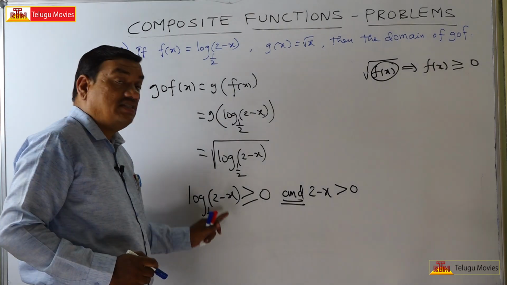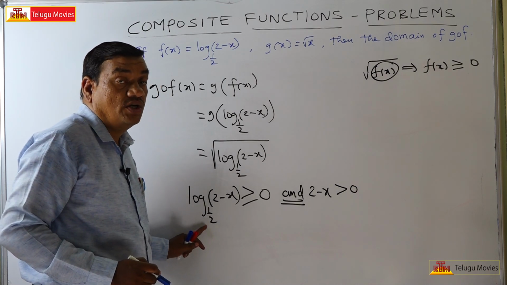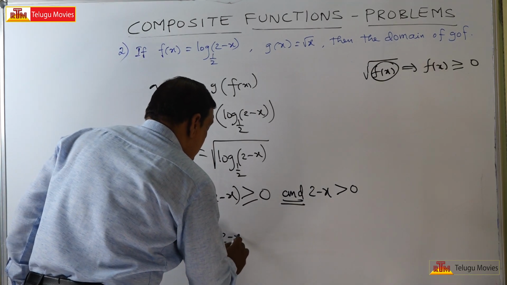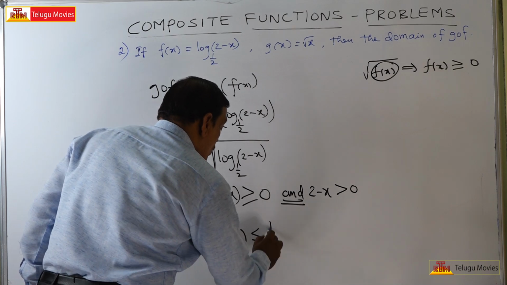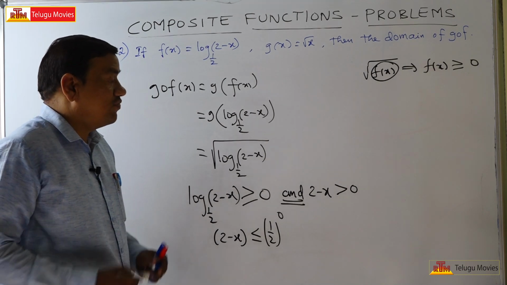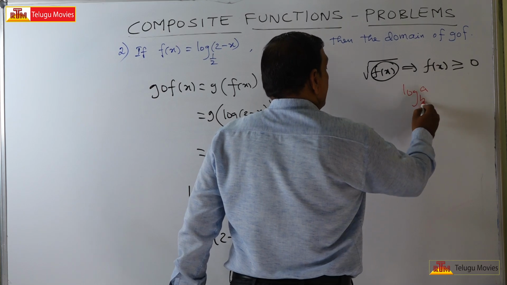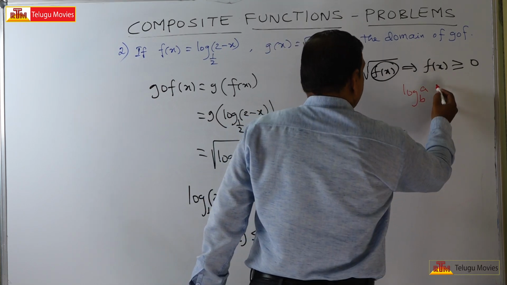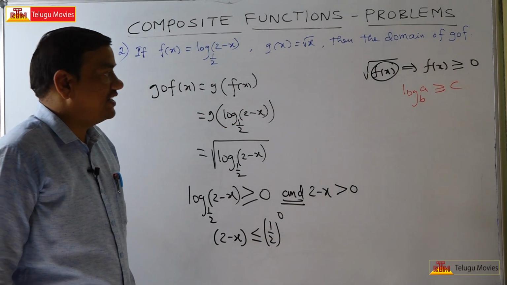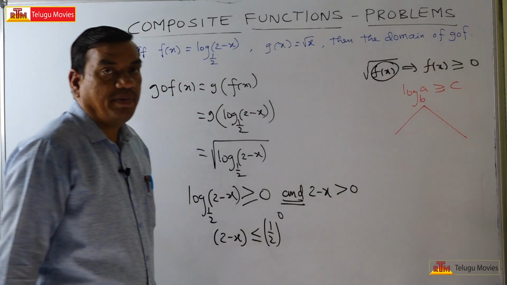Remember that generally students make a mistake here. Here the base is 1 by 2, which lies between 0 and 1. Then what happens? This 2 minus x is less than or equal to (1 by 2) to the power 0. Understand? Sir, why sir? Yes, there is a result. What is that result? I will show that. Log a to the base b, if it is greater than or equal to c, depends upon your b value.